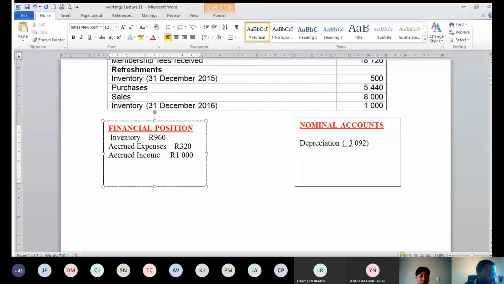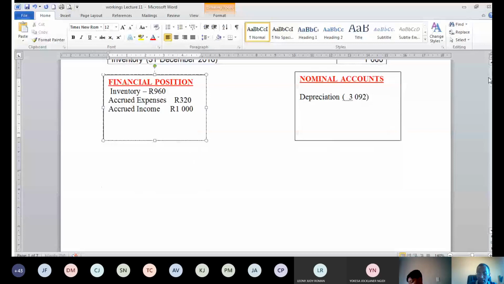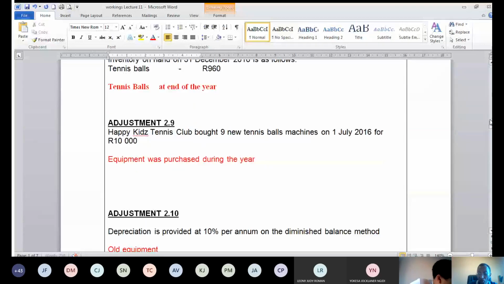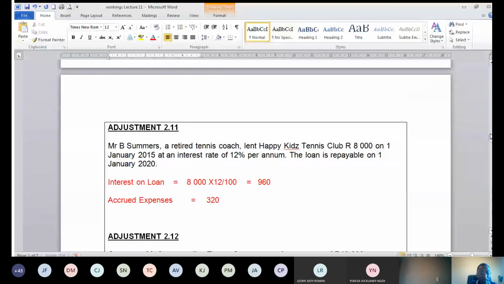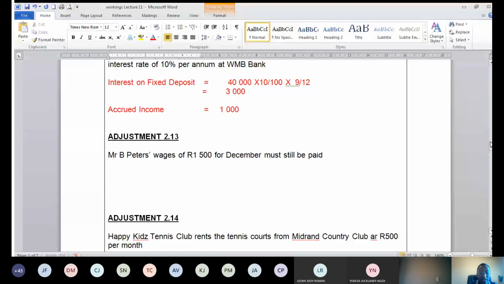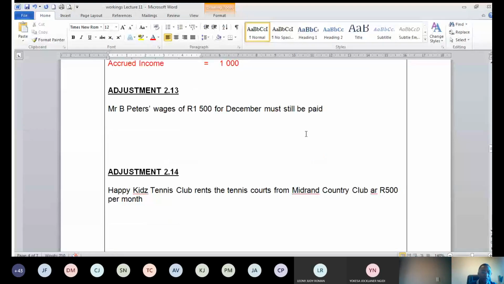Right? Guys, all clear on that adjustment? We are entitled to interest on fixed deposit. We are entitled to 3,000 rand. We have only received 2,000 rand, and therefore we will have accrued income, classified as an asset, of 1,000 rand. 213, guys, 213.